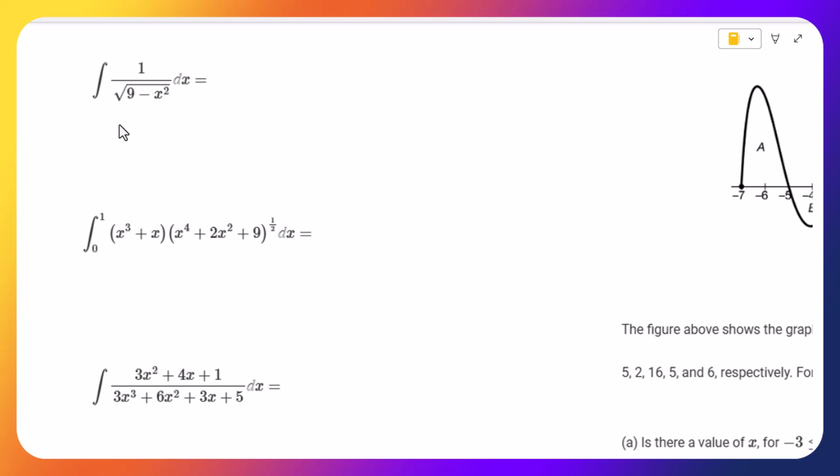And this doesn't look exactly like anything we've seen before, but it looks similar to my inverse sine antiderivative. So the question is, what can I do to this to make it look more like that?